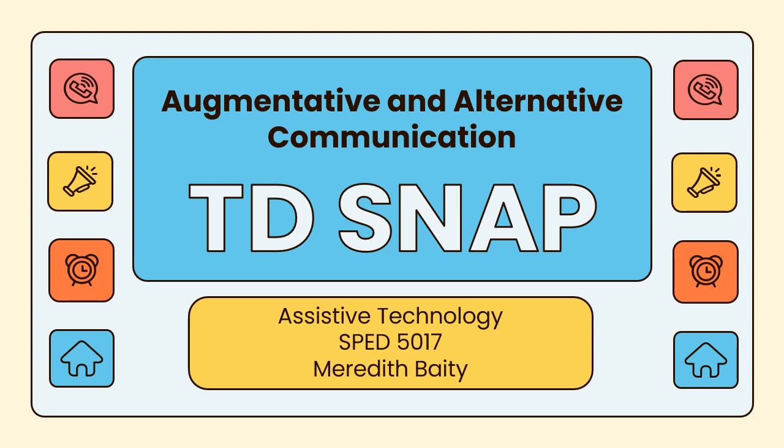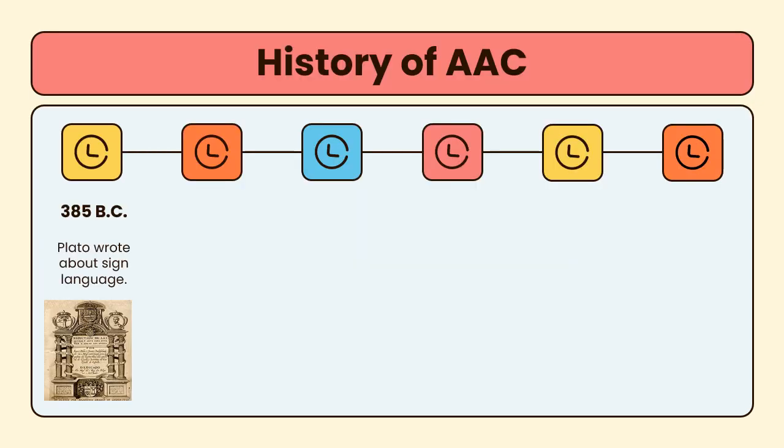Hello, my presentation is focused on the augmentative and alternative communication known as TD-SNAP. Some of the earliest AAC methods of communication can be traced back to classical Rome and ancient Greece when Plato was writing about sign language. This was used by Athenians around the year 385 BC.